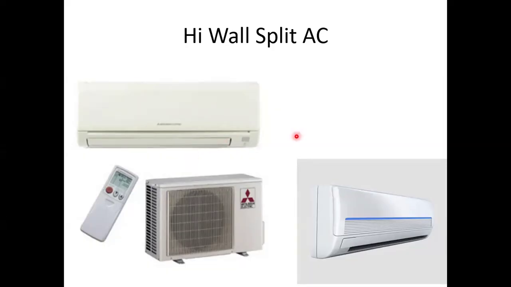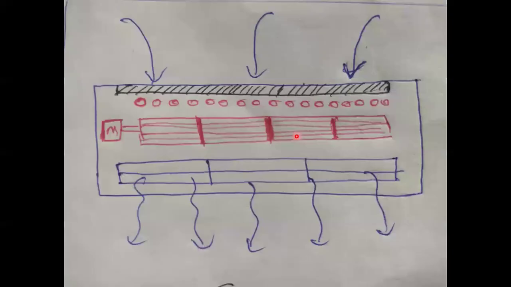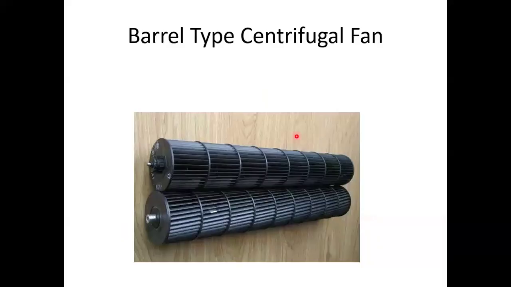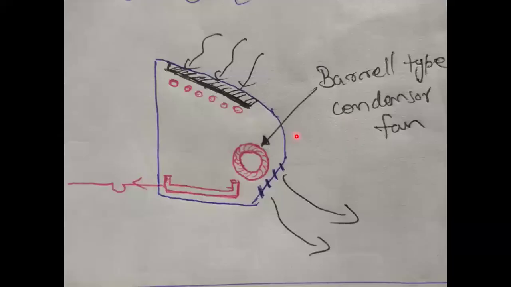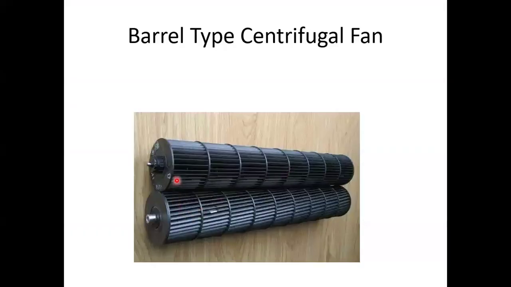Then here, as per the VCR cycle working, on the evaporator you will get cold energy, and it is transferred to the room with the help of this barrel type centrifugal fan. You can see right here one end is connected with a small motor. As the motor starts, the barrel type fan also rotates according to the speed of the motor.